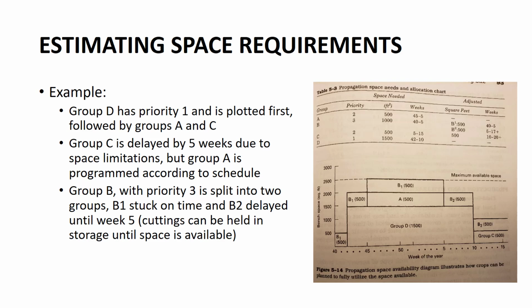In the example here, Group D has priority 1 and is plotted first, followed by Groups A and C. Group C must be delayed by 5 weeks due to space limitations, but Group A is programmed according to schedule. Group B, with priority 3, is split into 2 groups, B1 stuck on time and B2 delayed until week 5. Cuttings can be held in storage until space is available.